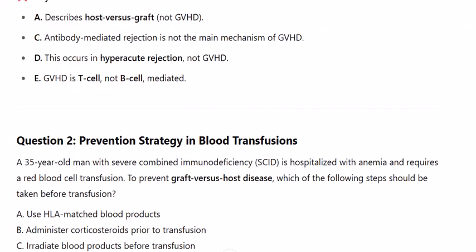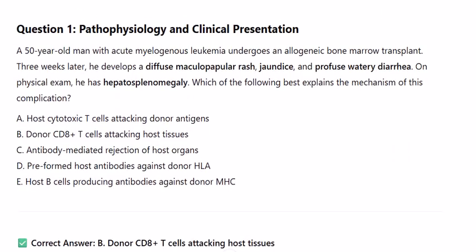On graft versus host disease, GVHD, covering its pathophysiology, clinical features, and clinical prevention strategies. Question 1. Pathophysiology and clinical presentation. A 50-year-old man with acute myelogenous leukemia undergoes an allogeneic bone marrow transplant. 3 weeks later, he develops a diffuse maculopapular rash, jaundice, and profuse watery diarrhea.